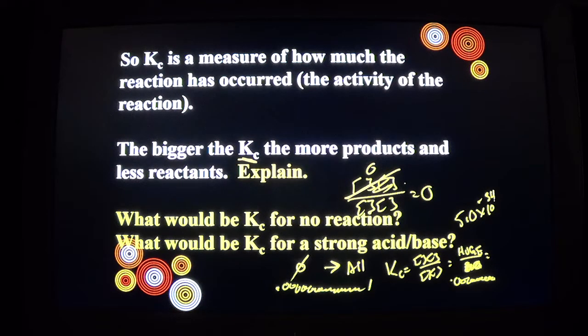What can Kc not be? Kc cannot be a negative number. I'm not saying exponent, I'm saying number. The whole number cannot be negative. It must be positive. The bigger positive it is, the more the reaction goes towards completion.